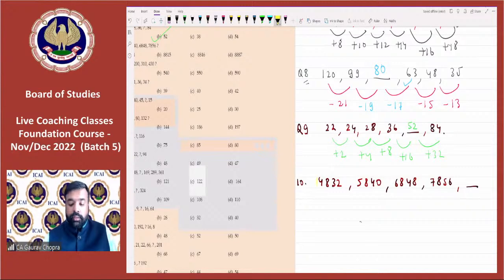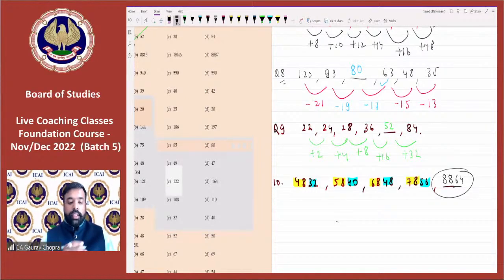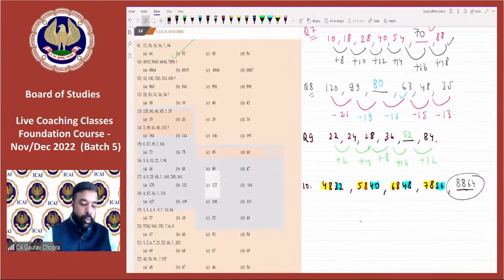Divide the number into two parts: 48, 58, 68, 78. After that, 32, 40, 48, 56. I think now you can do it very easily. So we have two parts of this question. The first portion is getting increased by 10, so the next number would be 88. Then the second portion is getting increased by 8, so 56 plus 8 is 64. So 8864. This becomes the answer. That is option number A.